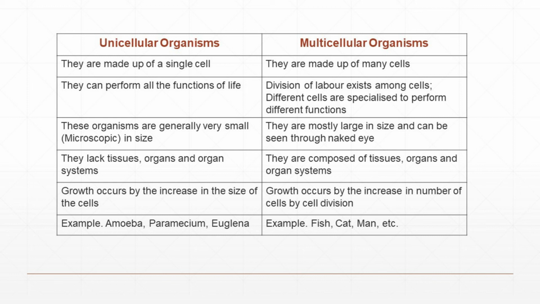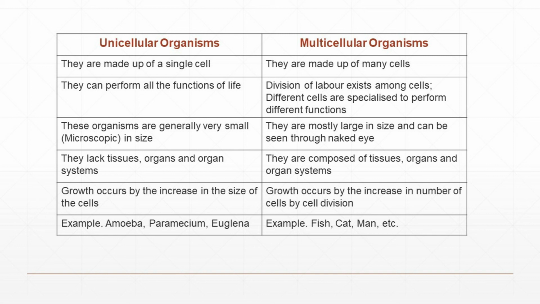In multicellular organisms, division of labor exists among cells. Different cells are specialized to perform different functions. Digestion, excretion, circulation, reproduction, like that. All these are done by different groups of cells. Multicellular organisms are mostly large in size. They are seen through the naked eye. Naked eye means without using a microscope.